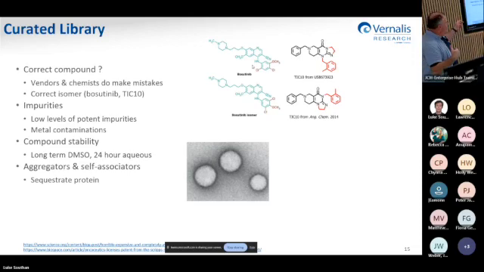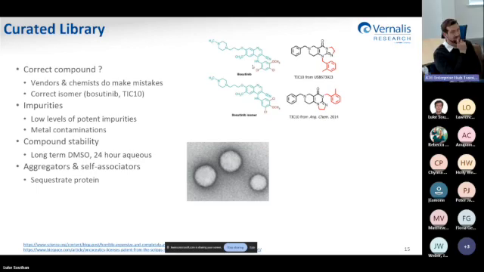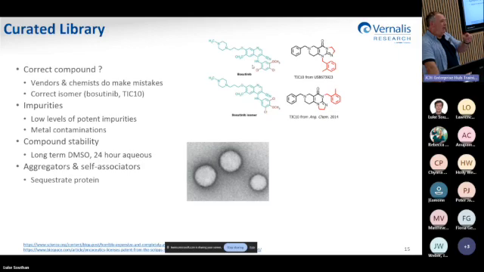And we had an example, which was discussed at one of the FBLD meetings, where someone transferred an assay between 2 labs in the same pharmaceutical company, and the decimal point on the detergent had shifted by 1.